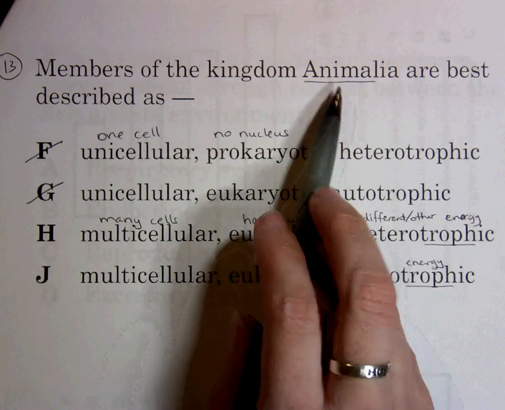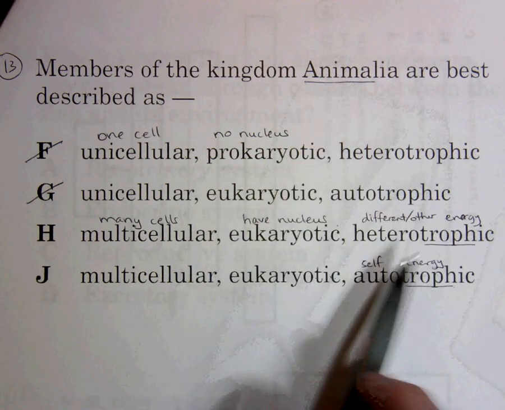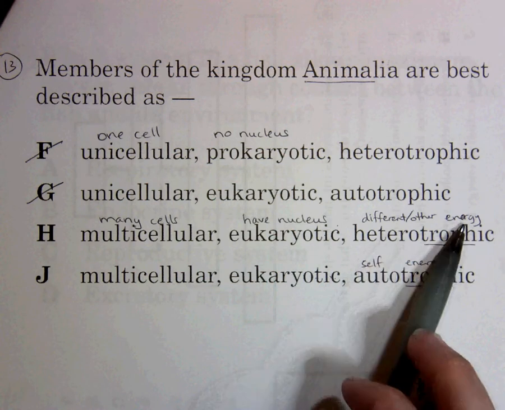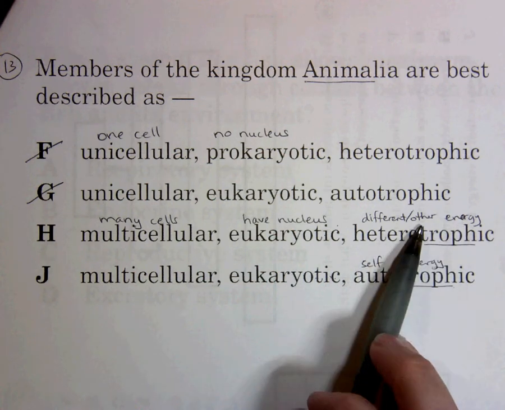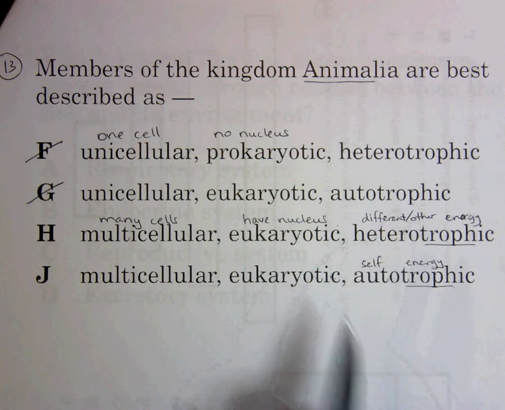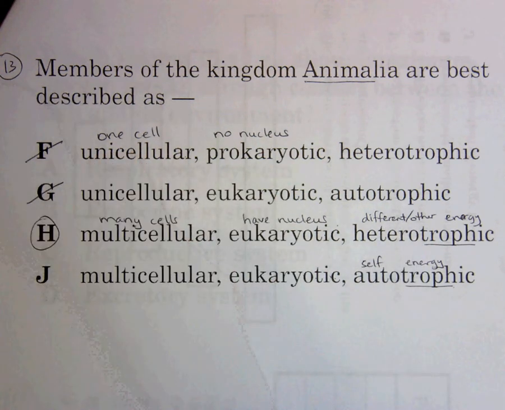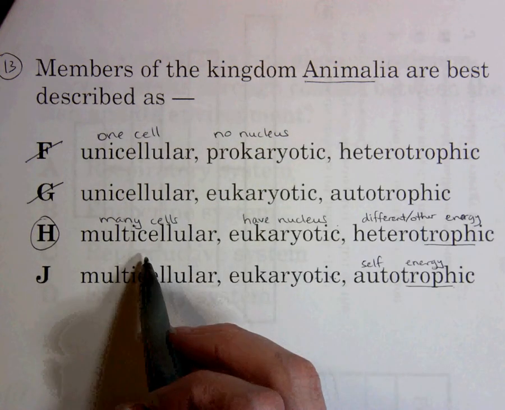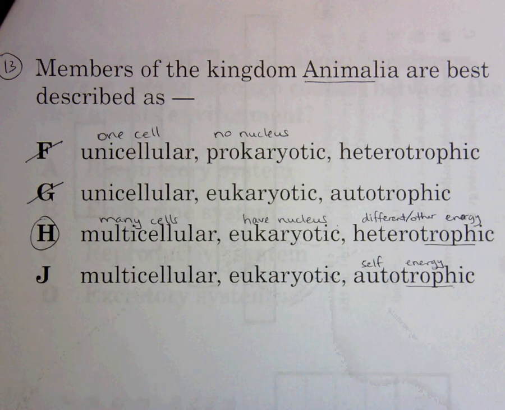Well, animals do not go through photosynthesis. We are animals. We get our energy by eating something other than ourselves. We eat something different, and that's how we get our energy. So answer choice H is the correct answer. So animals are multicellular, eukaryotic, and heterotrophic.